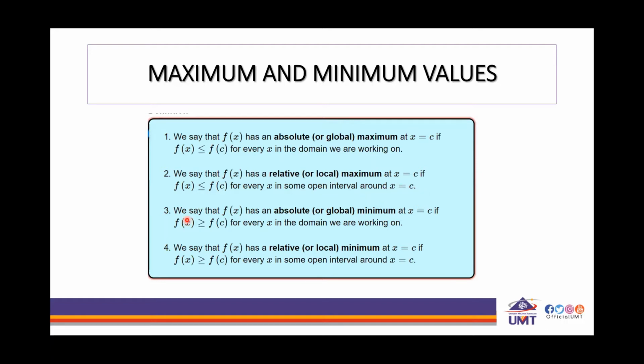Okay, just now is the domain we are working on, and this one is some open interval around x equals c. Then we say f(x) has an absolute or global minimum at x equals c if f(x) is greater or the same as f(c) for every x in the domain we are working on. And f(x) has a relative or local minimum at x equals c if f(x) is greater or the same as f(c) for every x in some open interval around x equals c. So you have to remember, absolute or global maximum or minimum involves the whole domain we are working on, depending on the value, whether it's maximum or minimum. But for the relative or local maximum or minimum, it involves some open interval around x equals c.